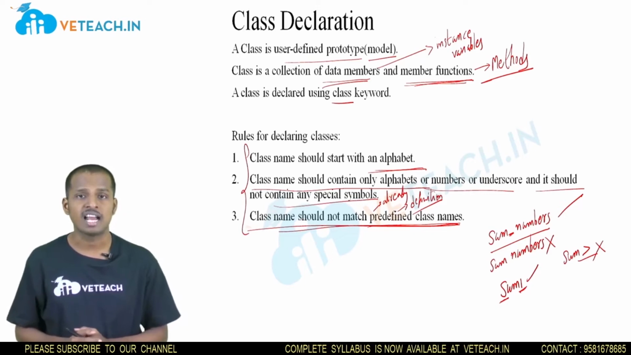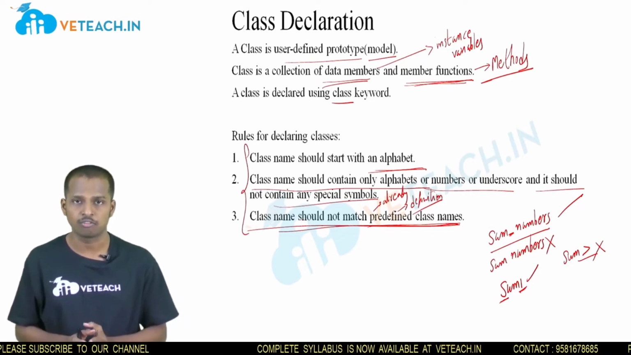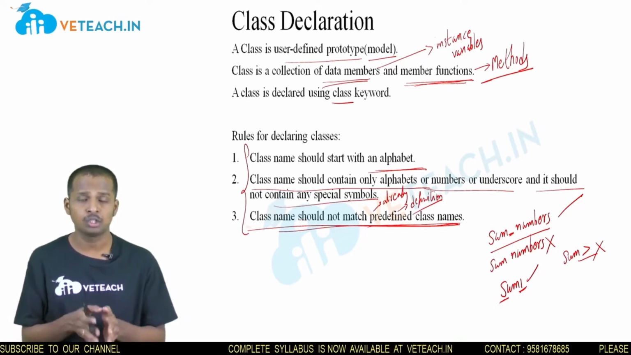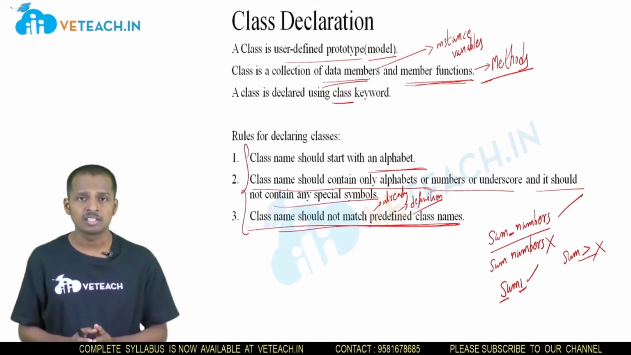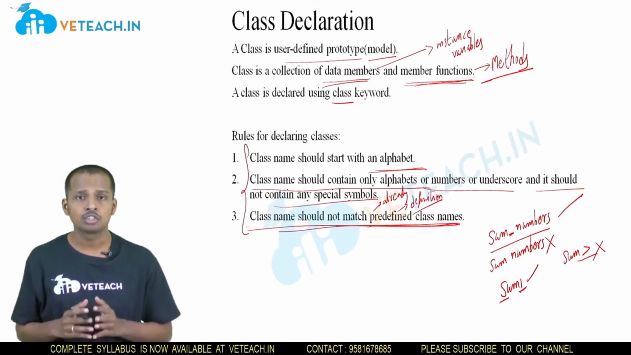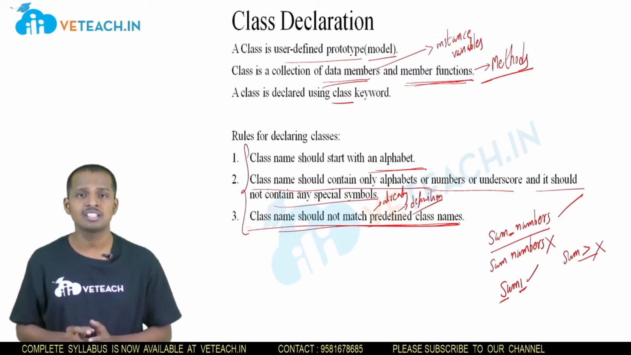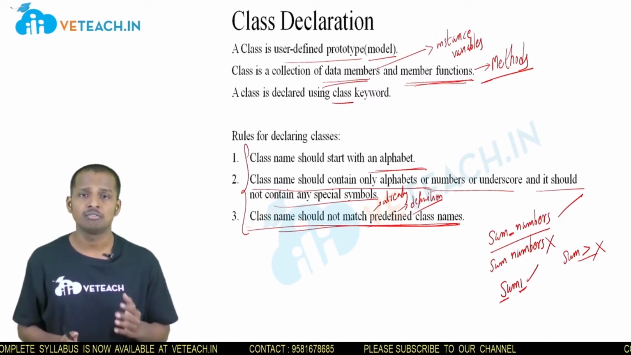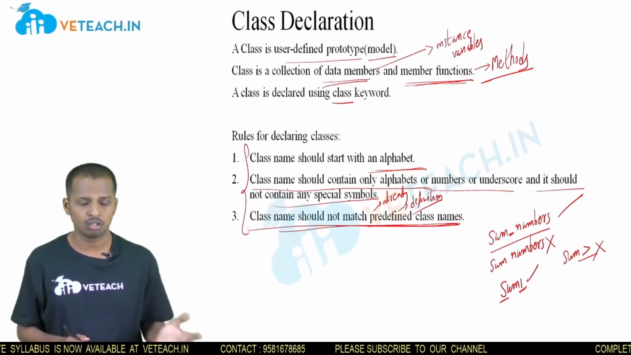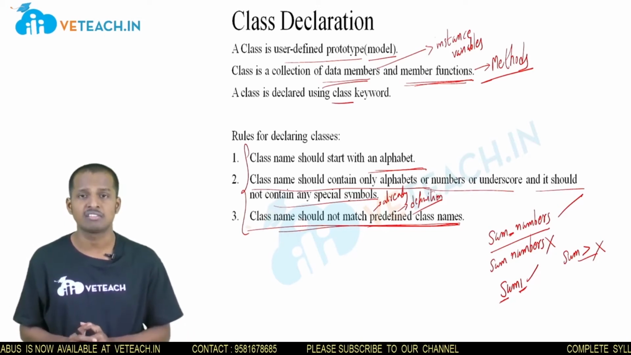The first thing is class name should compulsorily start with an alphabet. You might be wondering why we need to start with an alphabet. Because the class name that we give should match with the file name that we are going to save this class. We cannot save a file with a special symbol, or any other thing. That's why we should start with an alphabet.